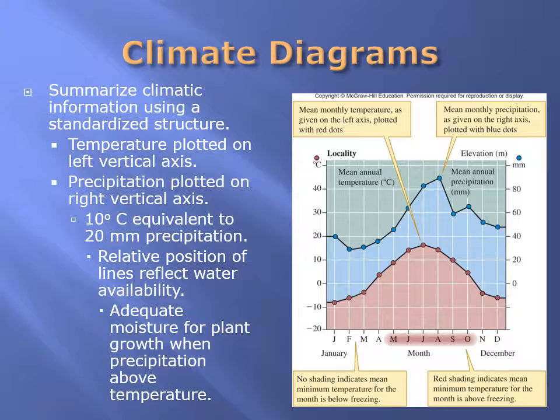If you'll notice, there's red shading on the months here, and in areas with red shading, that means that the minimum temperature for the month is above freezing. So that means it never gets freezing during these months. And if there's no shading, that means that it does get below freezing at some time of the day in these months. So if you're looking for the time when your plants are going to be growing the best, it's when the temperature is warmer here in these red months, and again, when the blue line is above the red line.